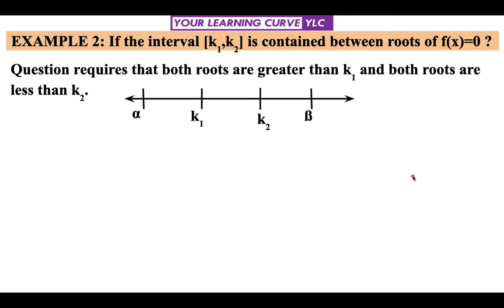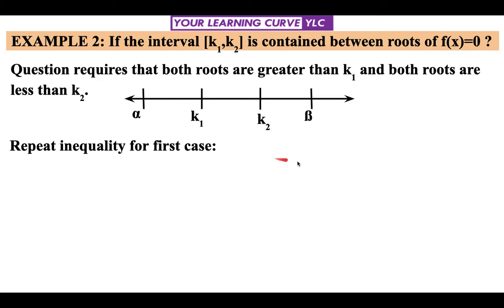Let's discuss one more example, where the closed interval k1, k2 is contained between the roots of the quadratic f of x is equal to 0. So the question requires that this closed interval k1, k2, the entire interval, should be contained between alpha and beta, that is the roots of the quadratic equation. So this can be derived from the first case, I suppose, where we discussed that a number k lies between the roots of the quadratic equation, because here you see number k1 taken separately lies between alpha and beta, and number k2 taken separately lies between alpha and beta.